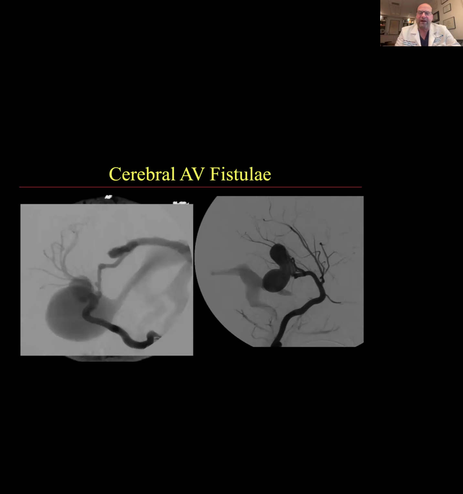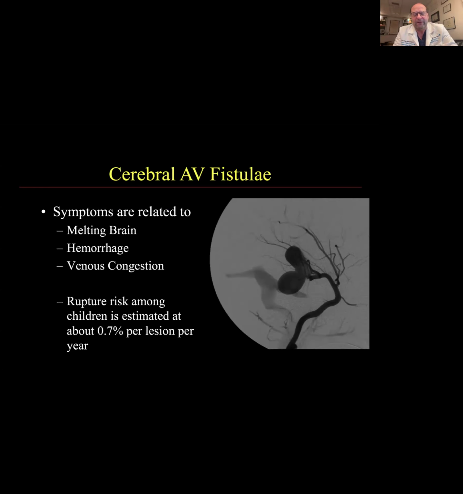Young age for this type of fistulous malformation is typical, and it is estimated that the rupture rate among children is nearly 1% per lesion per year. And because most kids have multiple lesions, the rupture rate within the first 15 years of life is in the range of 15 to 30%. So that's significant.